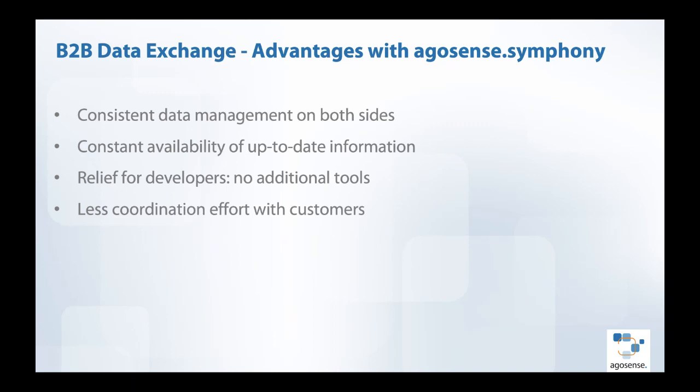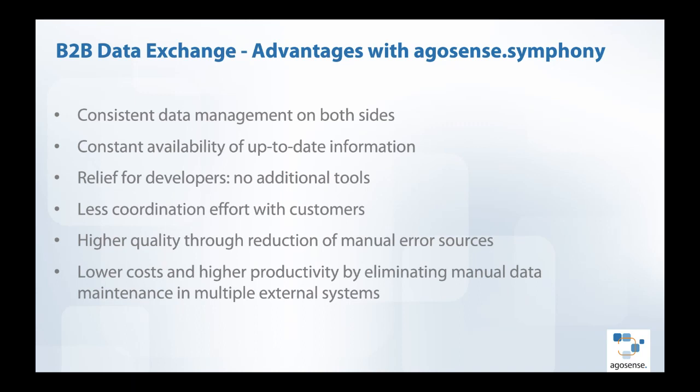There is also less coordination effort with your customers, so fewer phone calls and web meetings are necessary, because the information is flowing automatically and everybody has the right information at the right time on their desktop, without your developers manually copying and pasting data from one tool to another. We are eliminating one source of potential errors, which results in higher data quality in the end. All that together will help you lower the cost and maximize the productivity of your people. I think that's one of the most valuable benefits you can achieve with agosense Symphony.